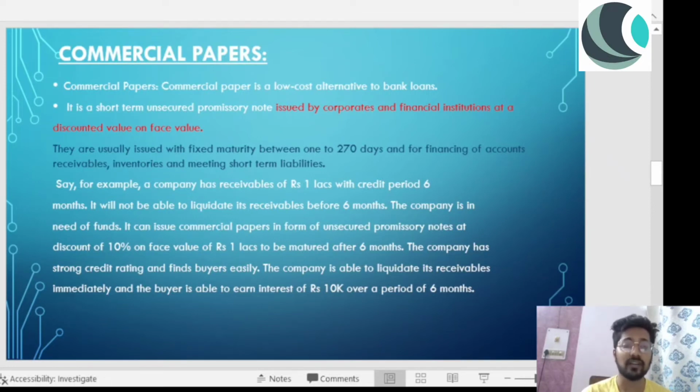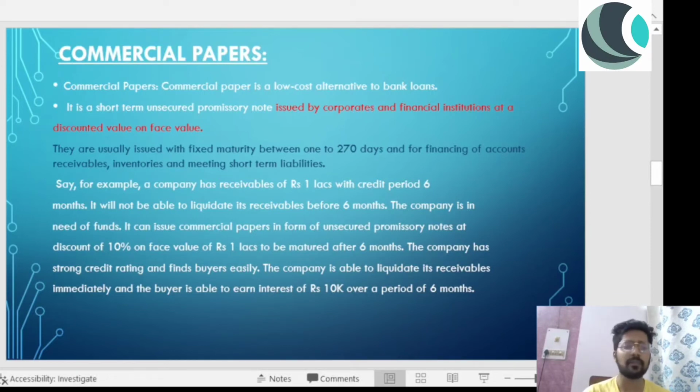Let's suppose the commercial paper is being issued by the corporate and financial institution, and that corporate or financial institution goes bankrupt tomorrow. You won't be getting your money back because it is short term unsecured, right? Not secured. Promissory note, they're just writing the promise that we will repay you this amount after a while. That's a promissory note issued by corporate and financial institution at a discounted value on face value.